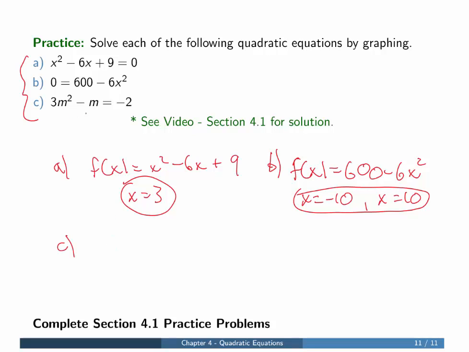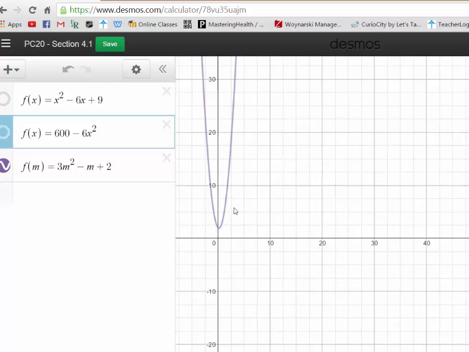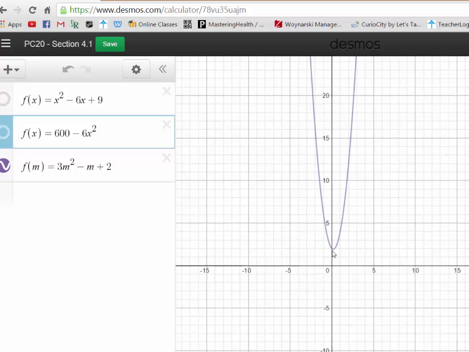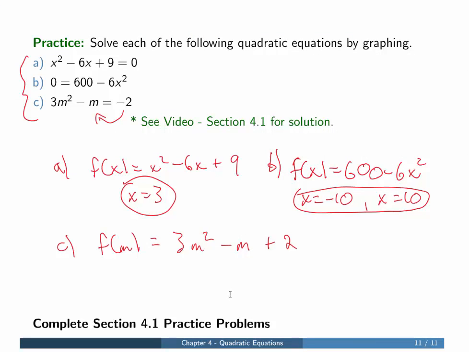And for part C, 3m squared minus m equals -2. This would be the same thing as saying f of m. I'm going to move this 2 over, because you want it in terms of m equal to 0. It would be 3m squared minus m plus 2, just like that. When you take a look at Desmos, you replace this one, and lo and behold, you can see that there are no solutions. It does not cross the x-axis, or sorry, in this case the m-axis, which means there is no real solution to this equation that would make it 0. So in this case, there are no solutions. Just like that. Very easy.